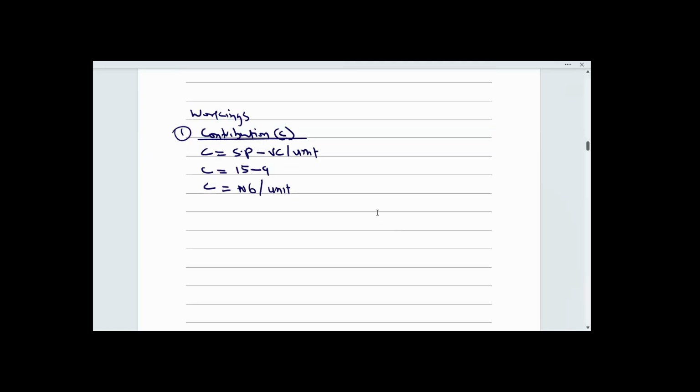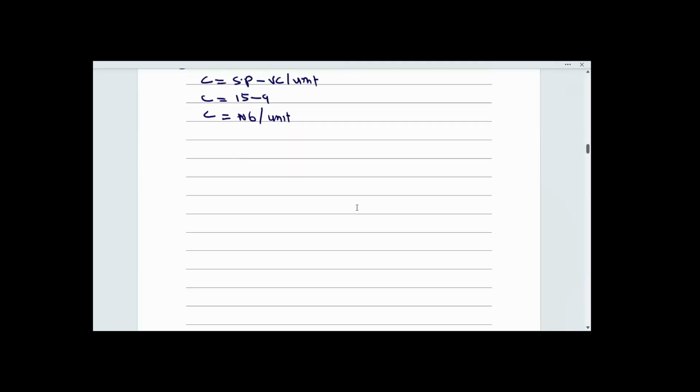Now that I have the contribution per unit, I need to go and calculate total contribution. To get the total contribution, I will create a column for sales volume. Okay? I will create a column for units, contribution per unit, then total contribution.